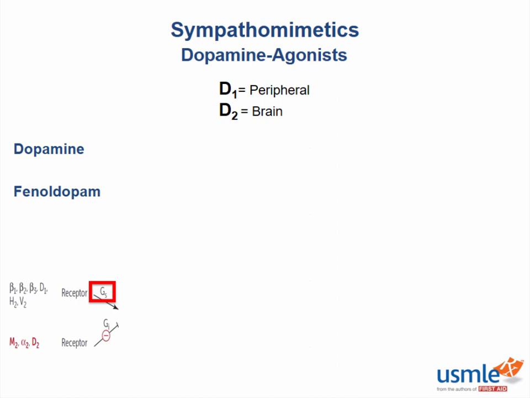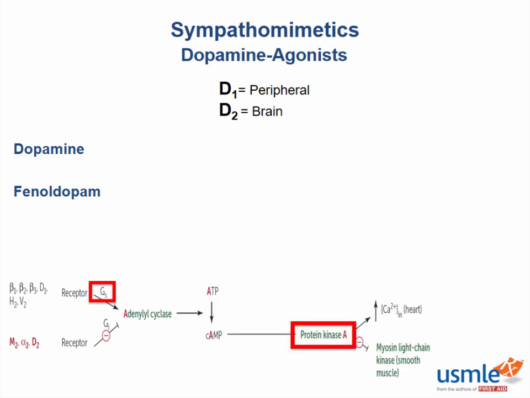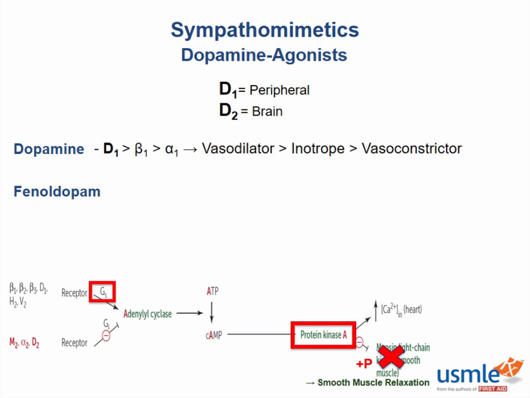And what is the result of activating this intracellular pathway? Protein kinase A will phosphorylate myosin light chain kinase and cause smooth muscle relaxation. Both of these drugs are useful in stimulating D1 receptors in the peripheral, coronary, renal, and splanchnic vascular beds to cause widespread vasodilation to decrease blood pressure.